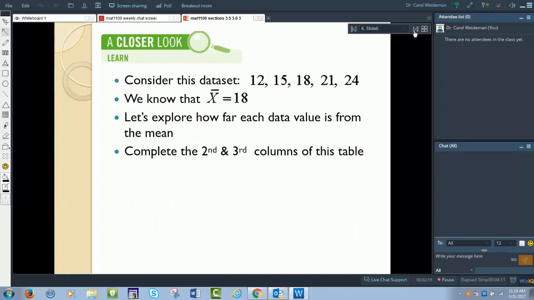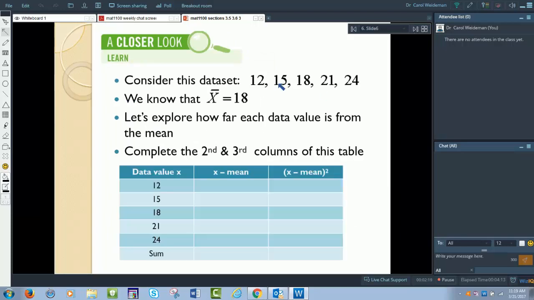So again, going back to that data set, we're going to look at how far each of the data values is from the mean. In order to do that, we're going to calculate the difference between the data value and the mean in the first column, and then we're going to square that difference. So in the first cell, if I take 12 minus 18, I get -6, and when I square it, I get 36. I'm going to do the same thing in the remaining rows. 15 minus 18 is -3, and so forth, and then I'm going to square those values in the last column.